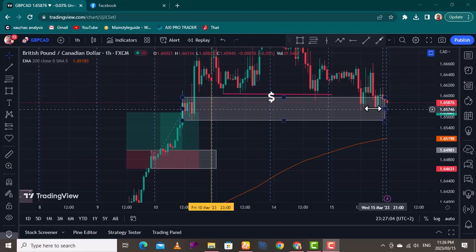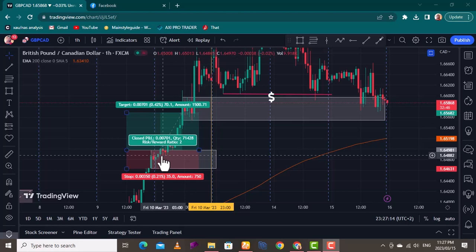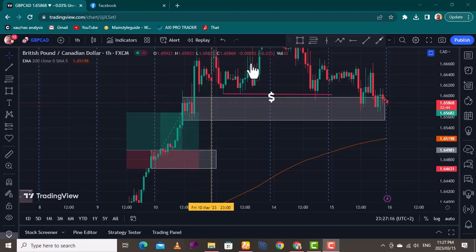Price trades below that, grabs the liquidity, it trades into an order block. As you can see, here's an order block that is in the direction of the trend, bullish trend. You take a setup here and follow the trend.